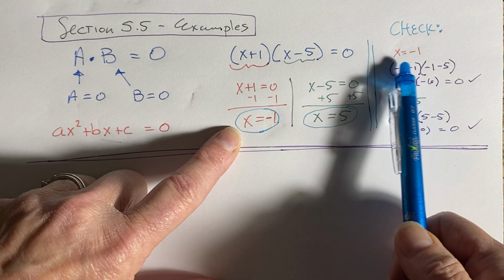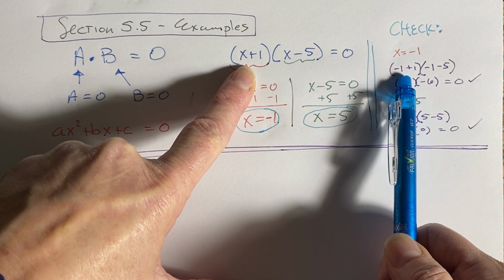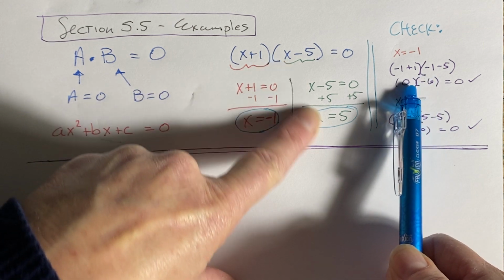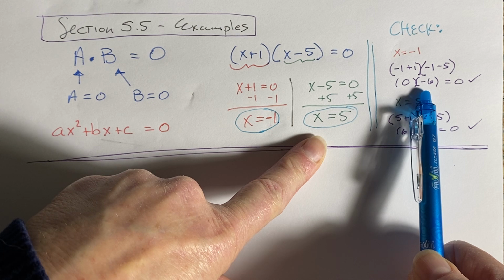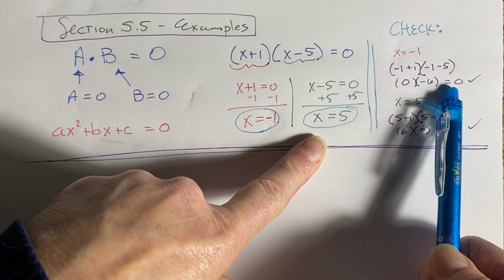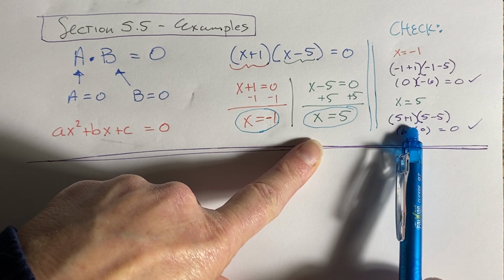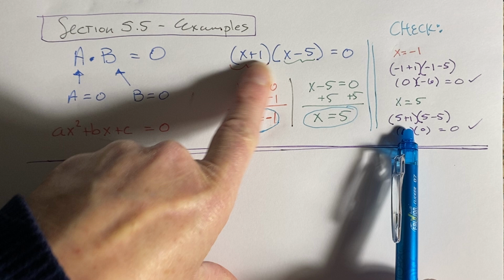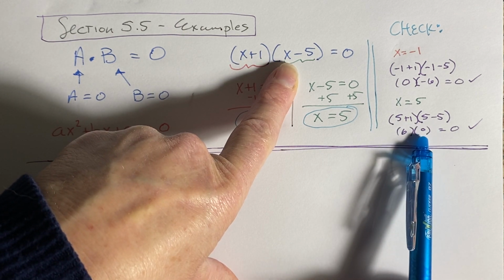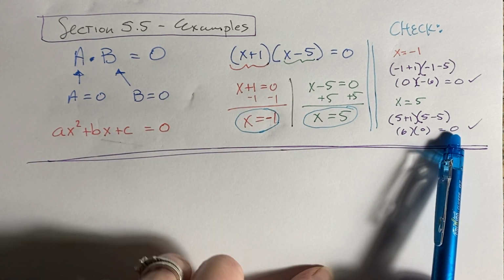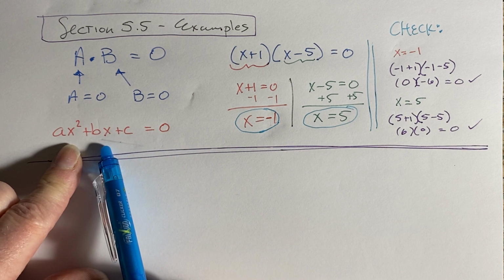If you put in -1 for both places of x, it looks like this. You'd have -1 plus 1, -1 minus 5. -1 plus 1 is 0, -1 minus 5 is -6, multiply that together and you get 0. Looking at x equals 5 for your solution, again, if I plug in 5 for both places of x, I'll have 5 plus 1, or 6. 5 minus 5 is 0. 6 times 0 is 0.